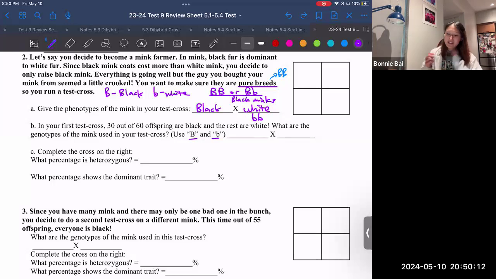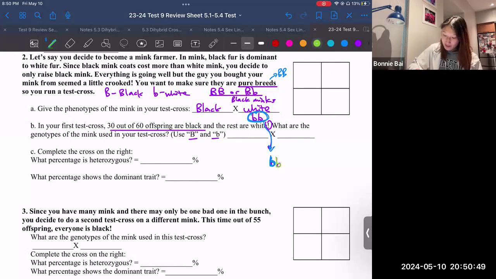Okay, so then what happens? In your first test cross, 30 out of the 60 are black and the rest are white. Dun, dun, dun. Well, what does that mean? It means that I'm having a half and half situation. That means the children that are white minks are little b. Well, how is that possible? This child has to get one of the little b from this parent because that parent can only pass down a little b, right? So this parent will directly pass down a gamete, which is one of the little b's. Well, you got 2 little b's.